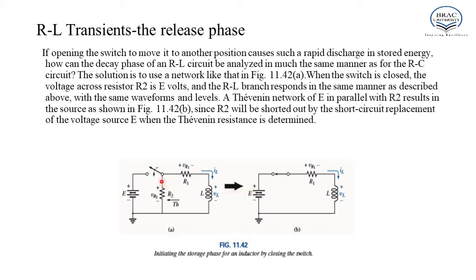Why? Because R2 is connected in parallel with E. Hence, the voltage across this branch will remain the same as it was before. A Thevenin network of E in parallel with R2 results in the source as shown in figure 11.42b, since R2 will be shorted out by the short circuit replacement of the voltage source E when the Thevenin resistance is determined.